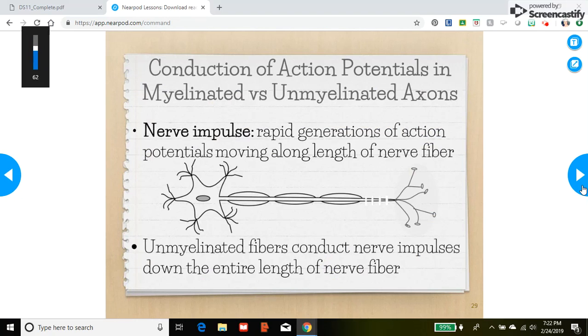Okay. So looking at the conduction of action potentials in a myelinated versus an unmyelinated axon. These nerve impulses are obviously extremely rapid, right? We know that they kind of hop from one part of the nerve to the next, and myelin's going to speed that process up. But when we have an unmyelinated fiber, it's still going to conduct a nerve impulse, but it's not going to hop how we might think of. It's going to be more of a solid fluid impulse down the entire length of that nerve fiber.